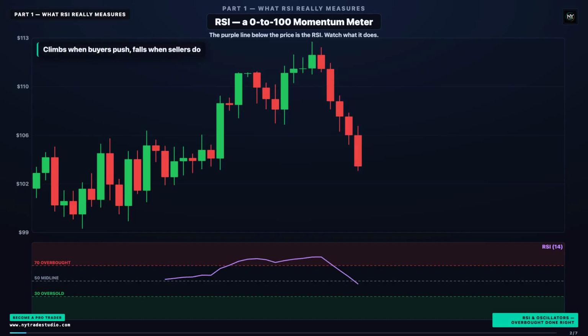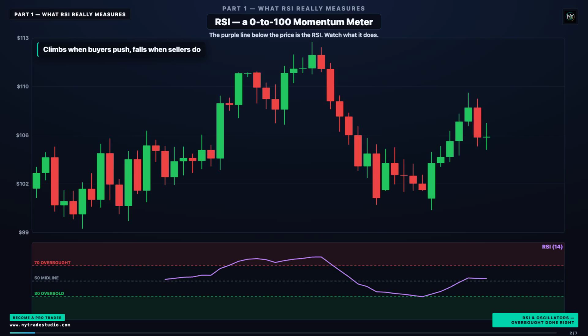When buyers are in control and price pushes up hard, the line climbs toward 100. When sellers take over and price drops, it falls towards 0. It is just measuring how strong and how one-sided the recent move has been. Think of it like a speedometer for momentum. It does not tell you the direction, it tells you the speed.